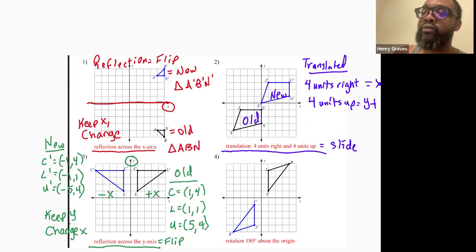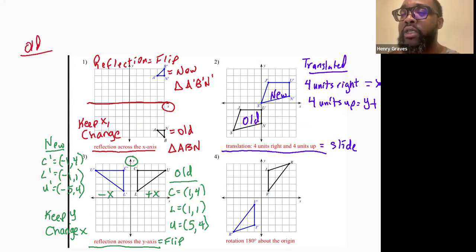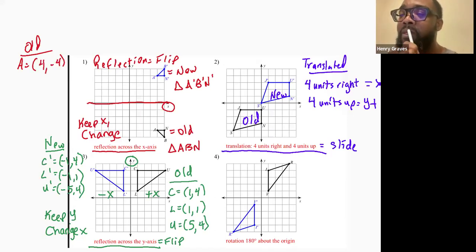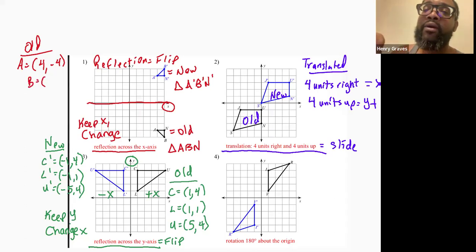My old points were A, which was 4, negative 4. So that's right: 1, 2, 3, 4. Yeah, 4, negative 4. B was negative 5, negative 5. 1, 2, 3, 4, 5. Yep. And then the last one, N, was negative 5, negative 4.